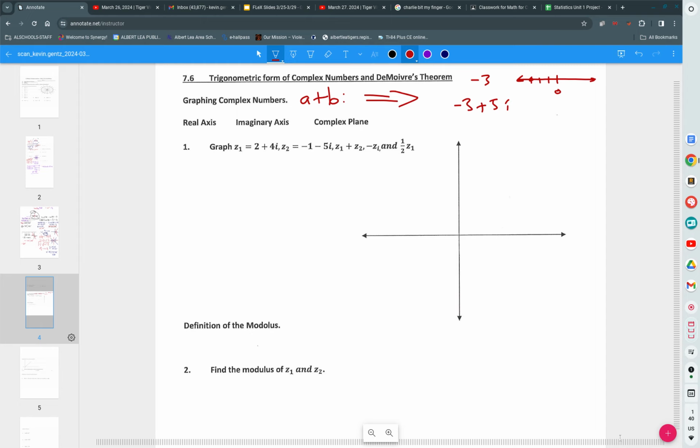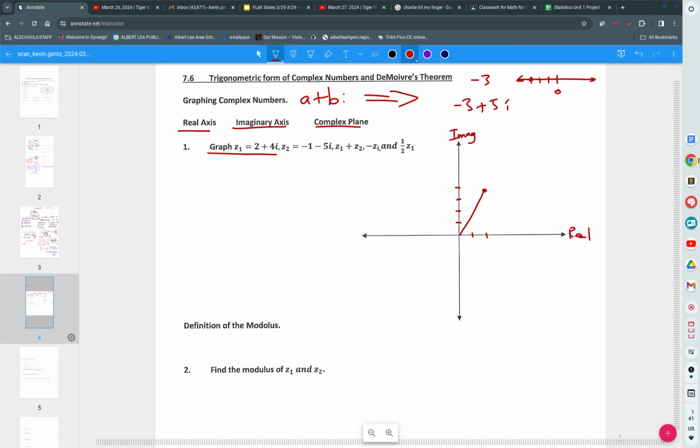You need what we refer to as the complex plane. The complex plane has a real axis and an imaginary axis, which together make up the complex plane. This is the real axis. This is the imaginary axis. Plotting these complex numbers is pretty straightforward. When we want to graph z sub 1 right here, we go over 2 and up 4. I put a dot there, and then I connect the dot back to the origin. And that is the graph of 2 plus 4i.